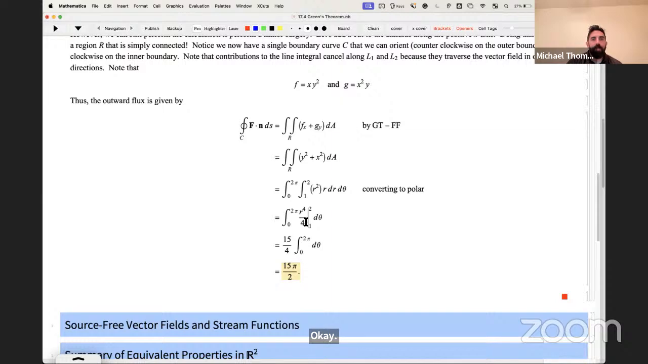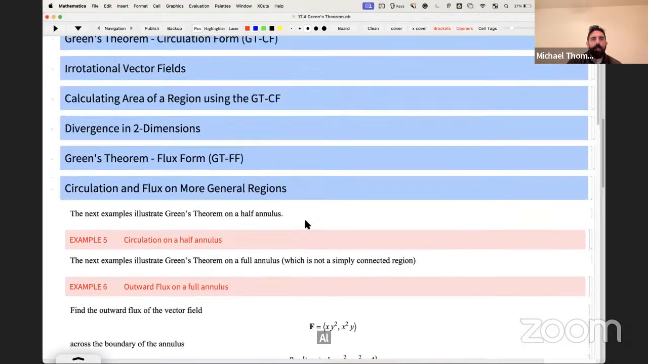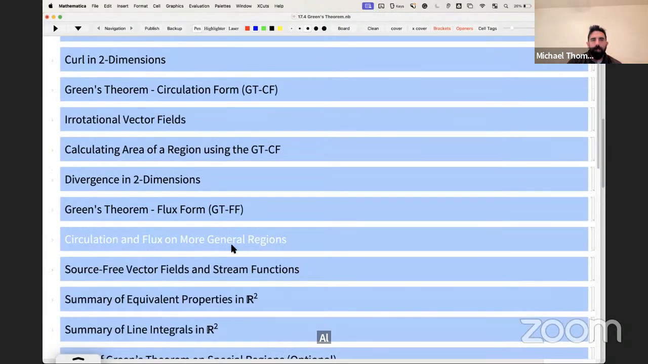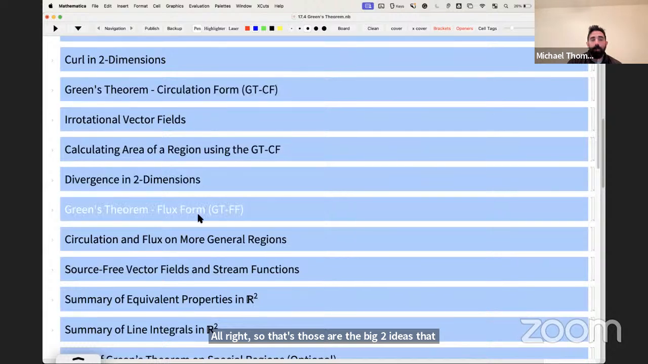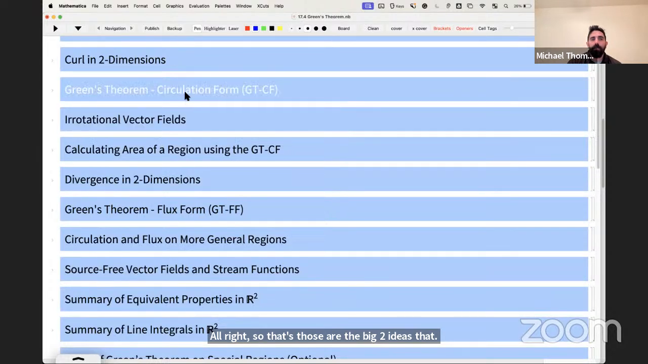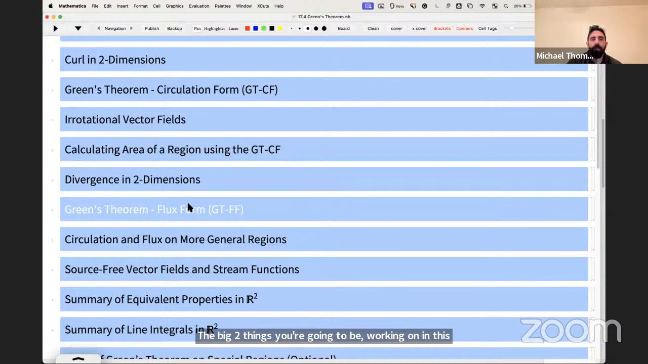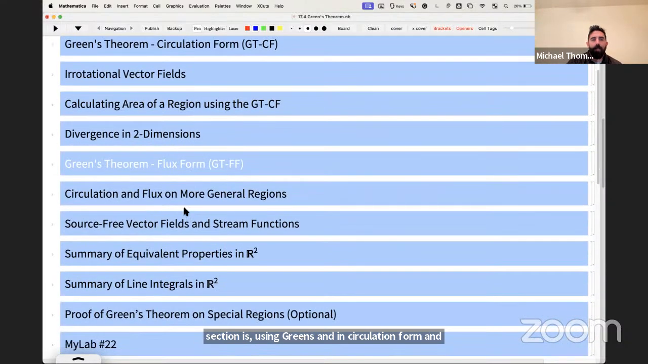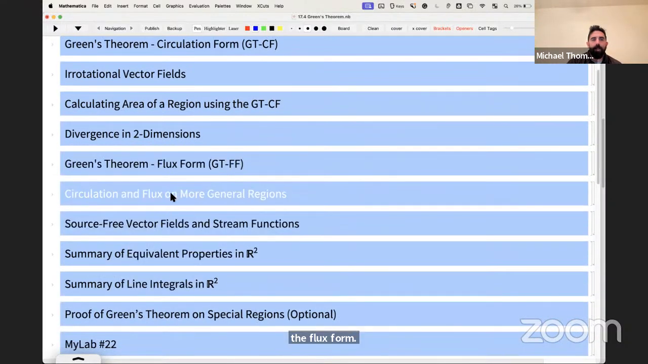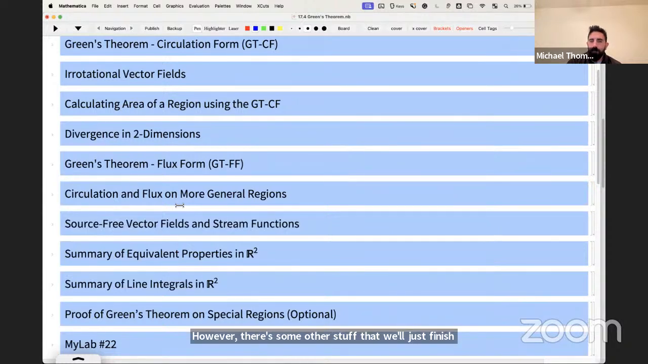All right. So those are the big two things you're going to be working on in this section: using Green's theorem circulation form and the flux form. However, there's some other stuff that we'll just finish up with real quick because it's going to help you in the later sections.